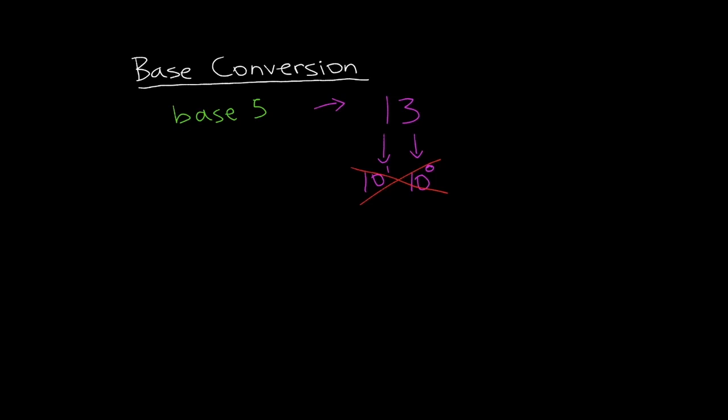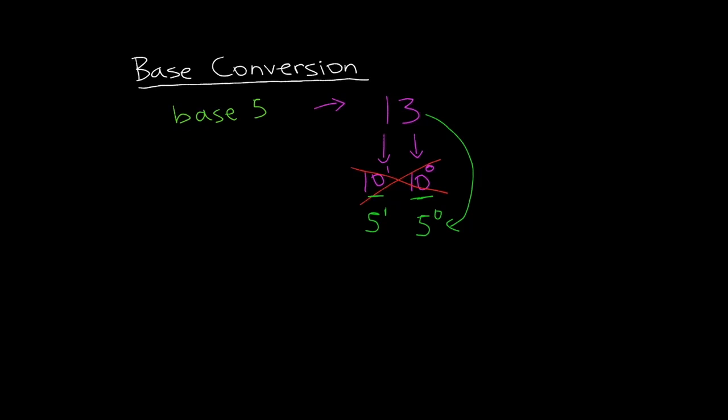So for base 5, instead of this being the 10 to the 0th place, it would actually be the 5 to the 0th place. And instead of the 10's place, we have the 5 to the 1st place. So thinking about this, we have a 3 in the 5 to the 0th place. So what does that equal? Well, when we have a 3 in the 10 to the 0th place, that's a 3 in the 1's place. So 3 times 1 is 3.